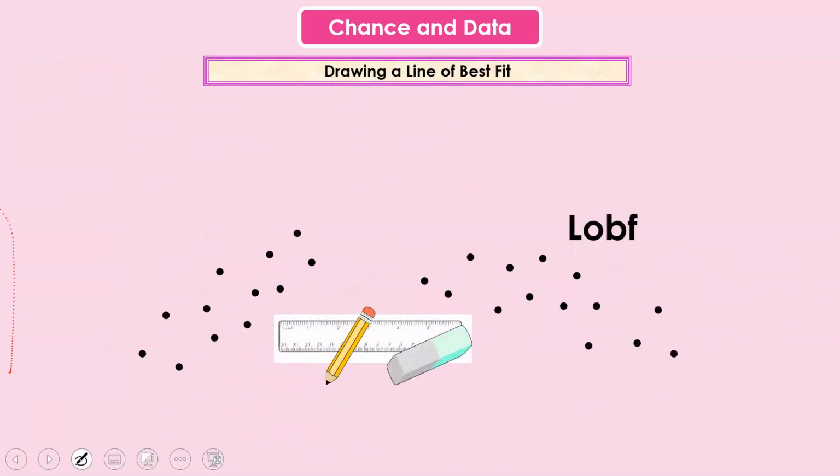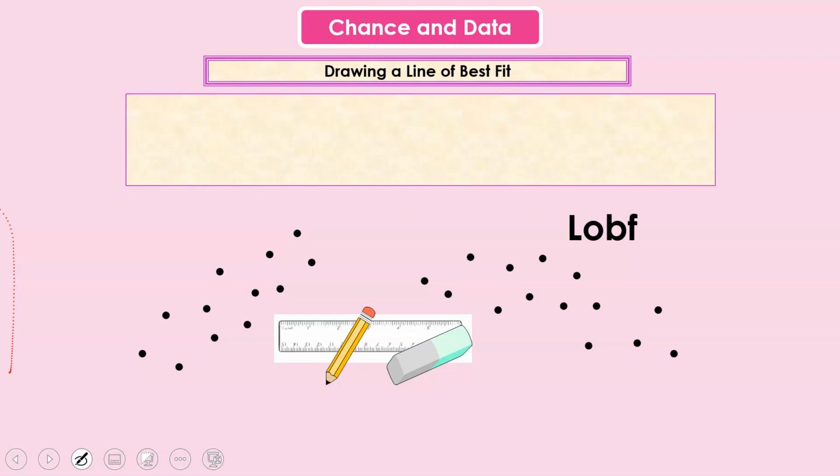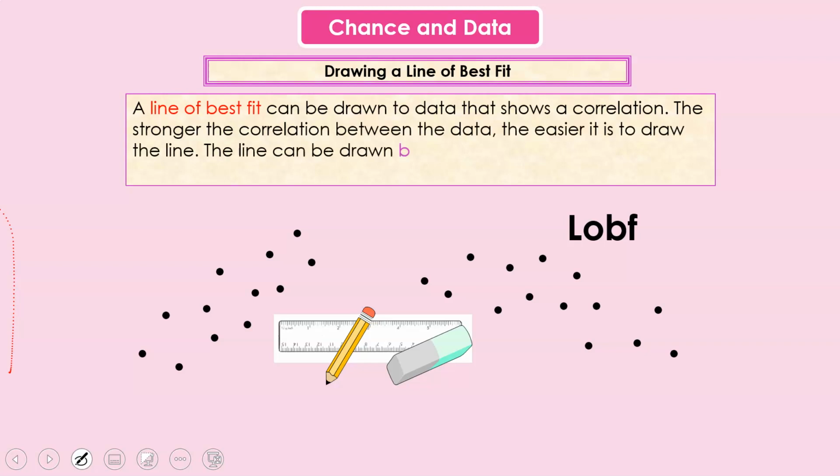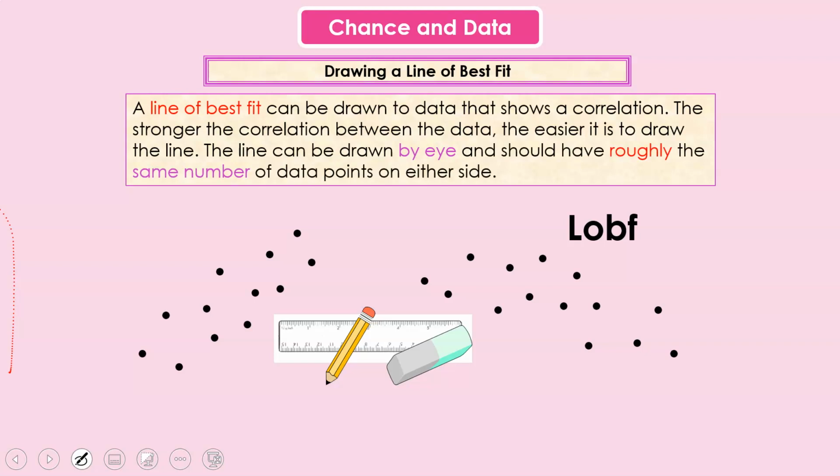So a way of describing this pattern is to use something called the line of best fit. The line of best fit can be drawn onto data that shows a correlation. Correlation is another way of saying a relationship. The stronger the correlation between the data, the easier it is to draw the line. The line can be drawn by eye and should have roughly the same number of data points either side. That is not a hard and fast rule.